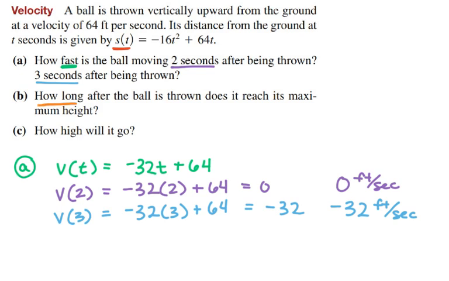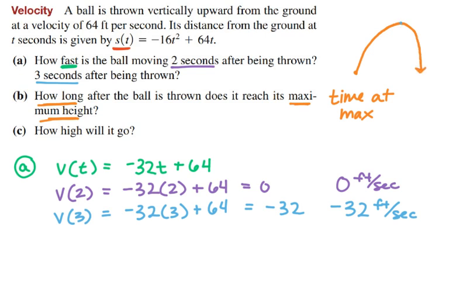After how long means find t. So after how long, or how long after the ball is thrown, does it reach its maximum height? So we want to find the time when this ball is at its max. So as I just said, we're standing on the ground, we throw the ball up, it goes up, up, up, up, up. Eventually, it stops moving up, and it starts moving back down.